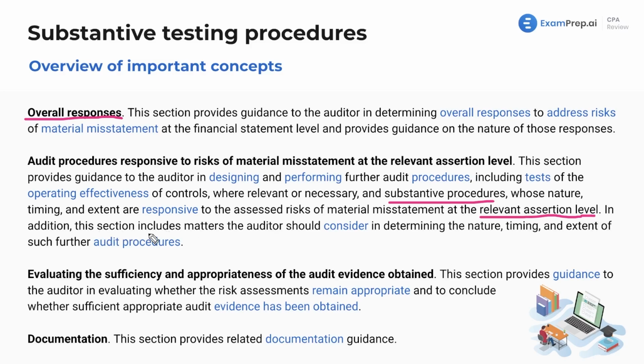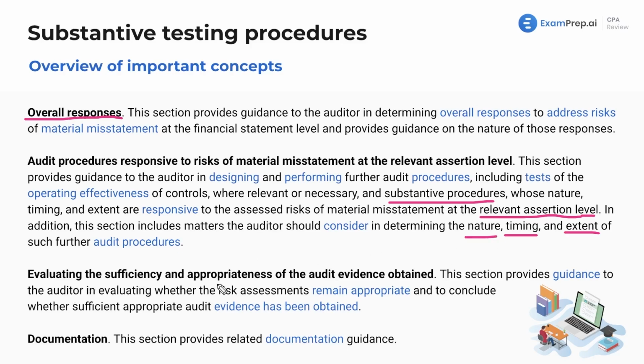In addition, the section here is going to include matters the auditor should consider in determining the nature, timing, and extent of the further audit procedures. The extent, how thoroughly are we going to do them? How much are we going to do? The timing, when are we going to do them? Obviously got that concept of interim testing. Are we going to do it full year as well? And the nature, which ones are you actually going to do?